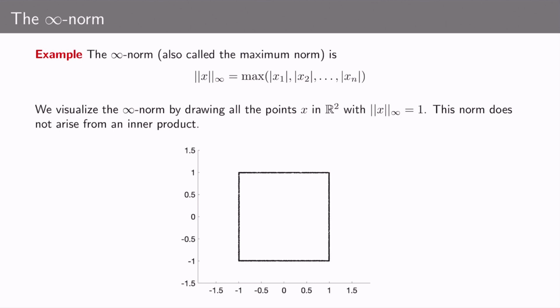Let's look at another example of a vector norm. This is called the infinity norm, or for obvious reasons, also the maximum norm. So the infinity norm of x is the maximum of the absolute values of the components. Again, let's visualize this norm by drawing all the points in the vector space R2 that have norm 1. Okay, so here's the origin. Put the tip of a vector, say, right here. When would this vector have norm 1? Well, precisely when one of the components has absolute value 1 and the other component has absolute value less than or equal to 1.